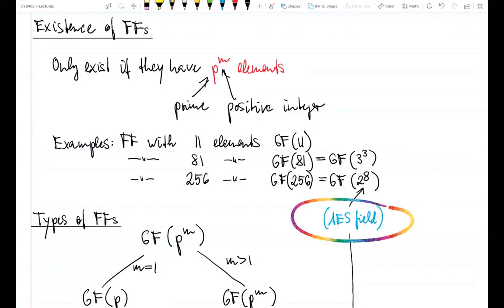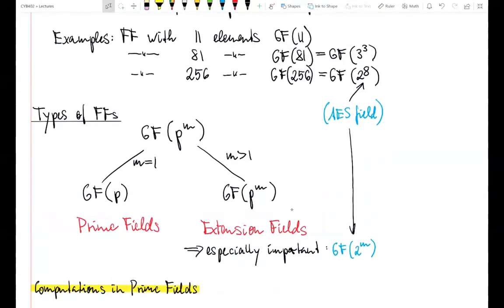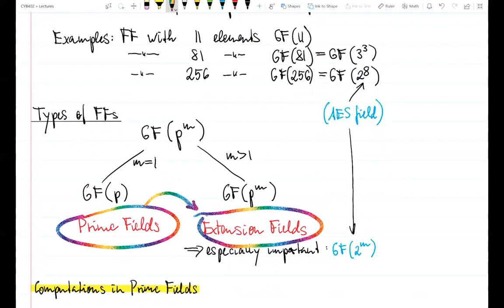So it turns out, depending on the choice of m, there are 2 different kinds of finite fields. One is called a prime field. It's one that we're not necessarily interested in for AES, but we are going to cover it just to make the transition easier to get into extension fields. Extension fields are really what's being used in AES.